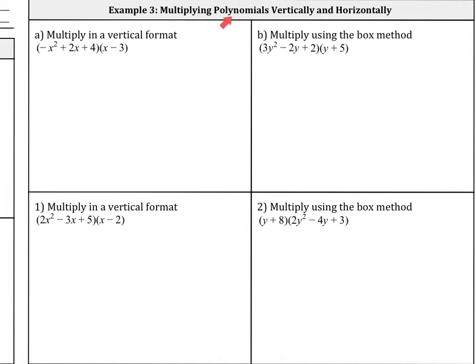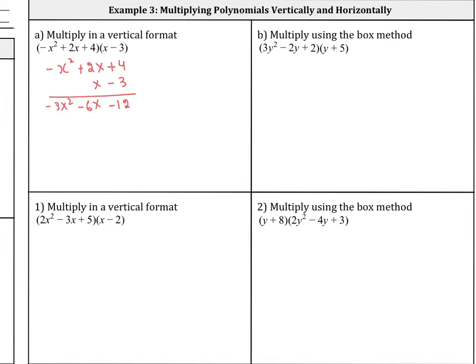Example number 3, multiplying polynomials vertically and horizontally. Letter A, multiply in a vertical format. So in a vertical format, it looks like this. The polynomial one on the top, and then we are going to multiply with x minus 3. We're going to multiply it in a traditional way. So negative 3 times 4 is negative 12, negative 3 times 2 is negative 6, negative 3 times negative x squared is 3x squared.